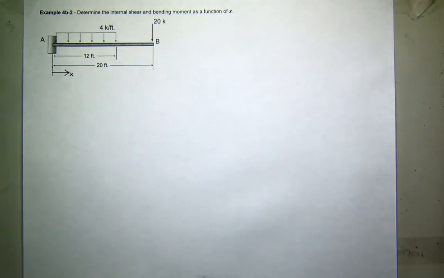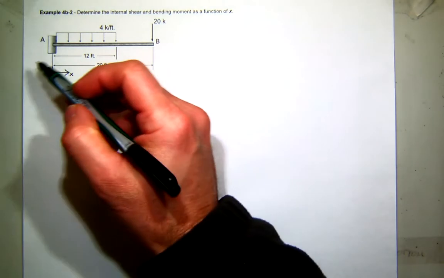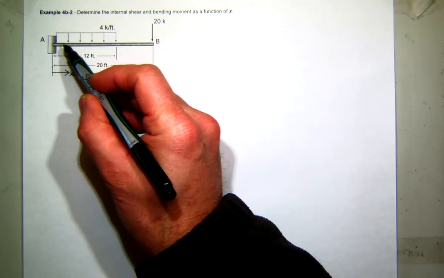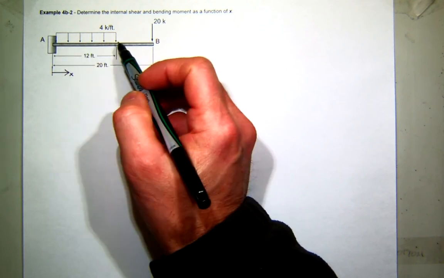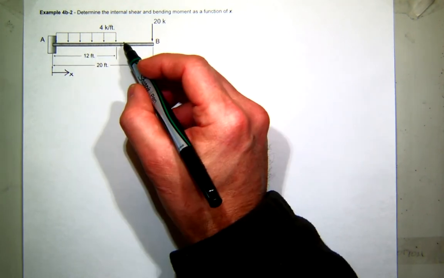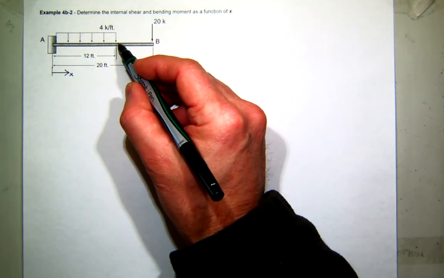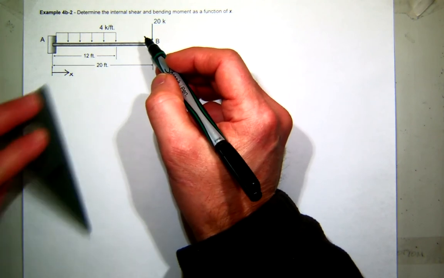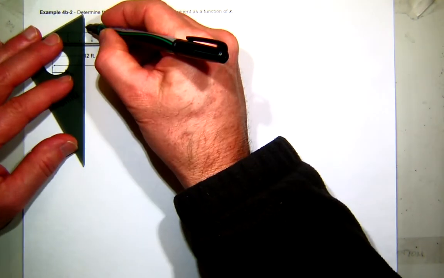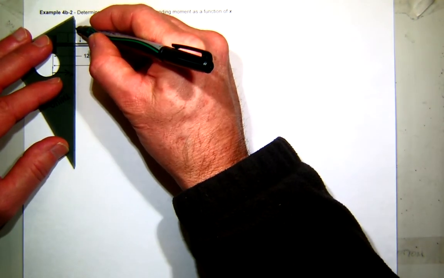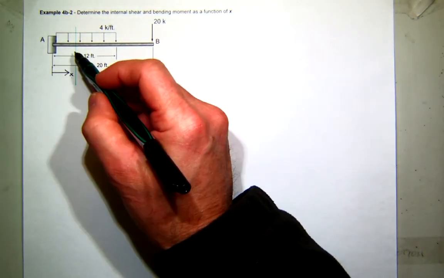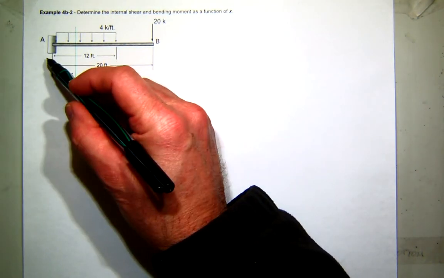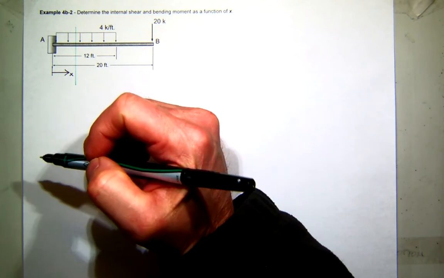As we talked about in previous problems, I have a continuous load over the first 12 feet, so I can write an equation for that section from 0 to 12, and then a different load from 12 to 20. The first thing I want to show you is that we would make a cut somewhere between 0 and 12, and now you have to decide whether you want to work the left side or the right side.